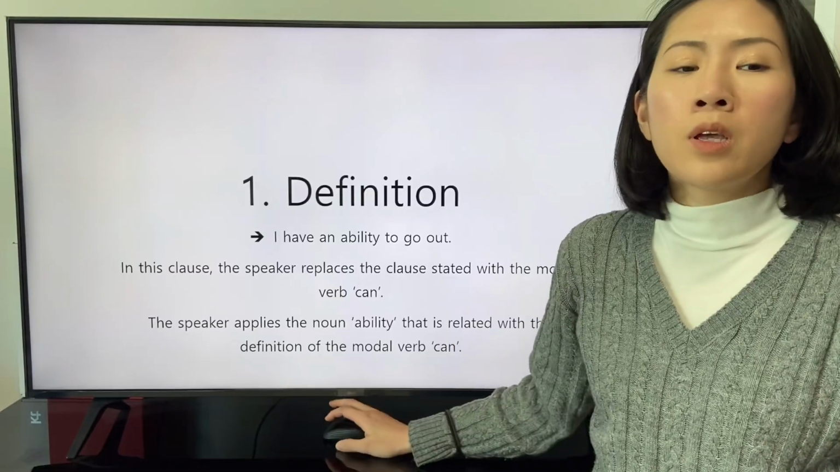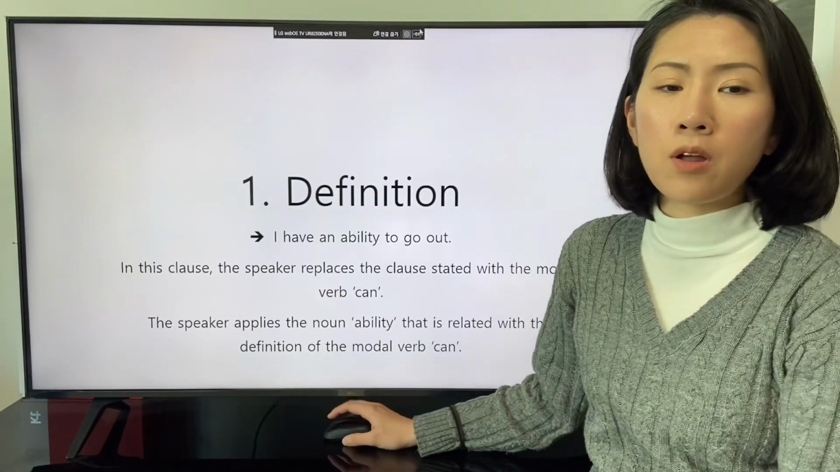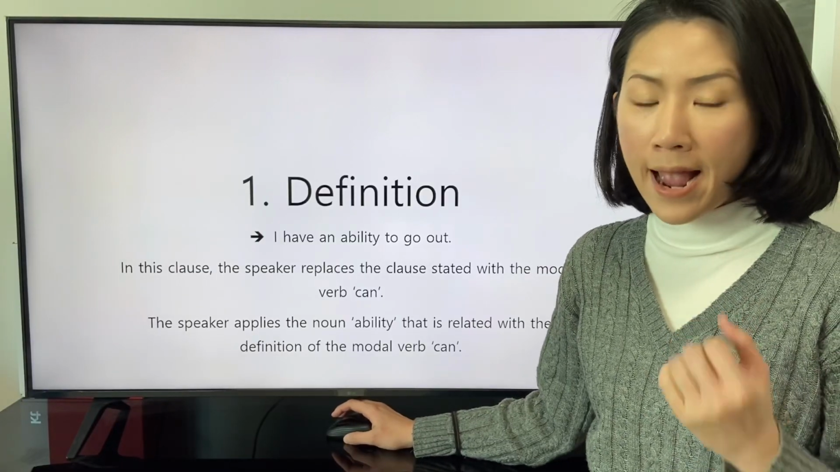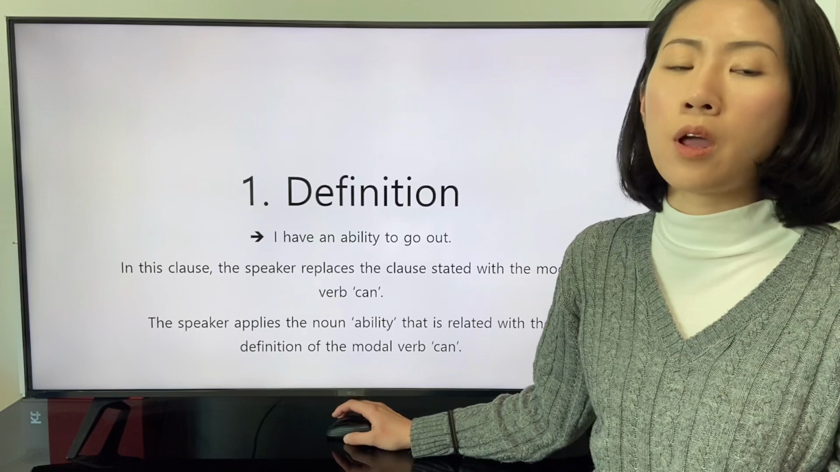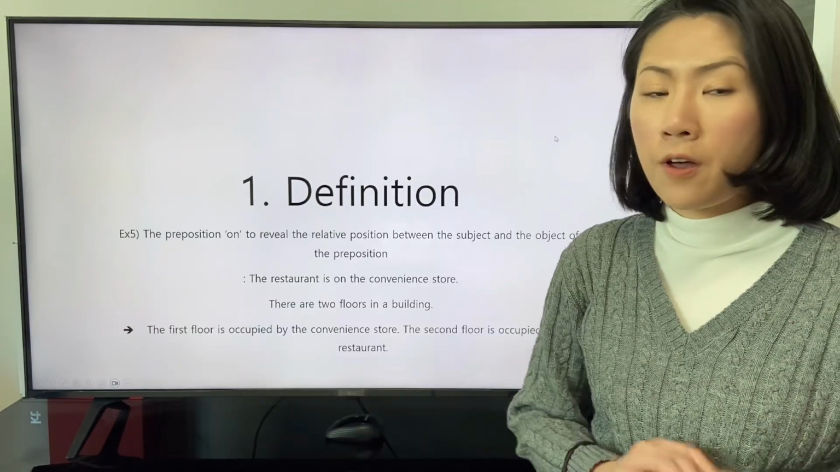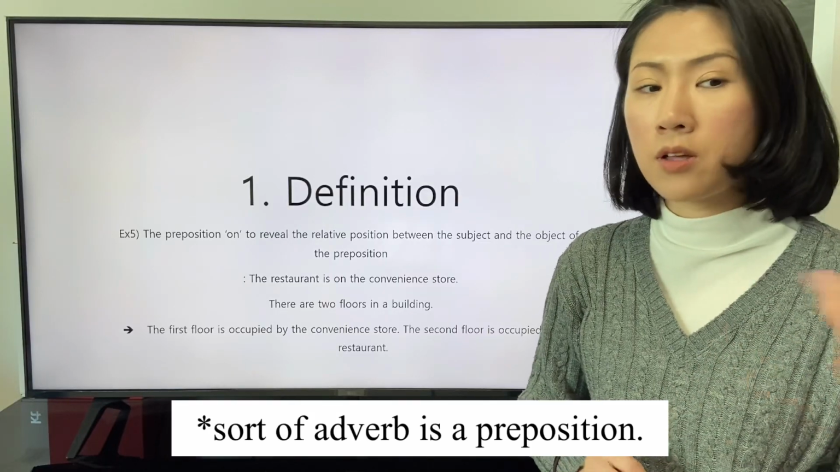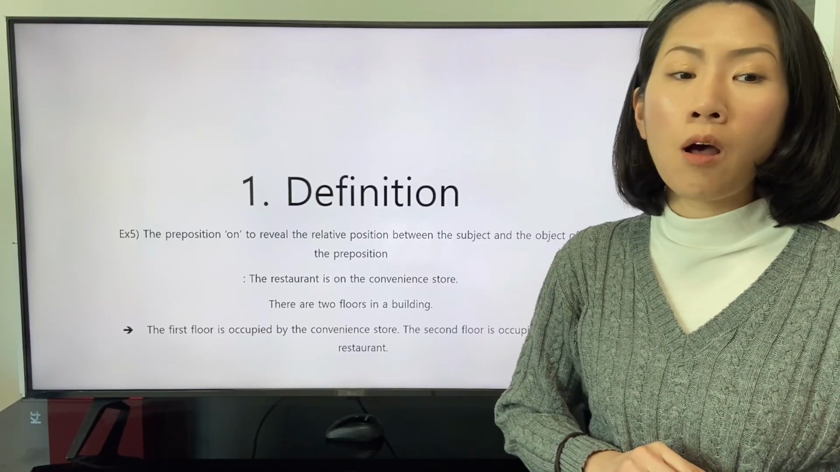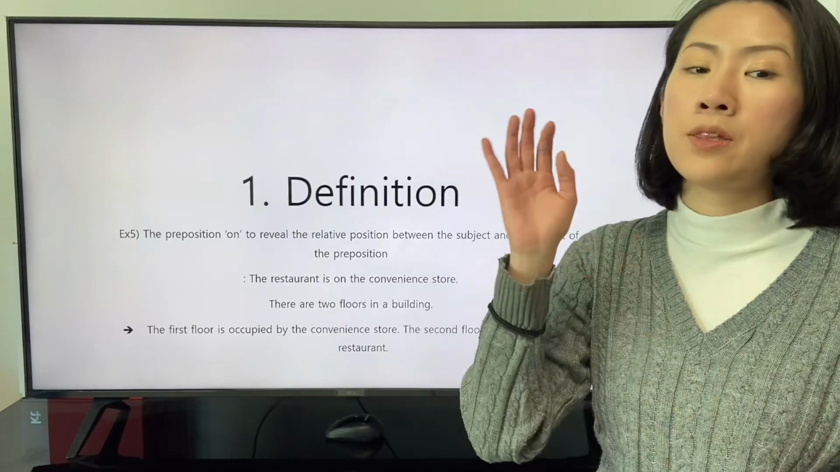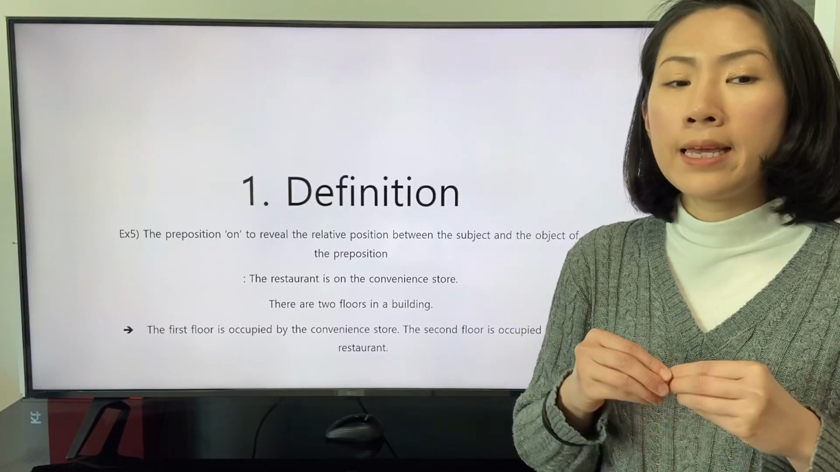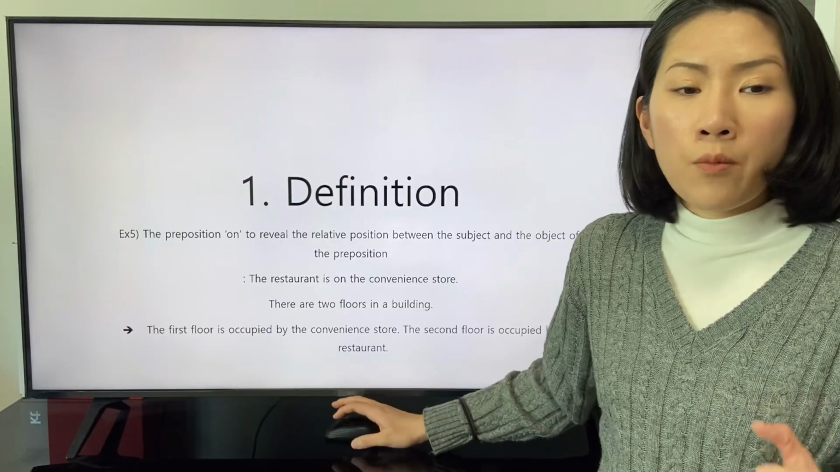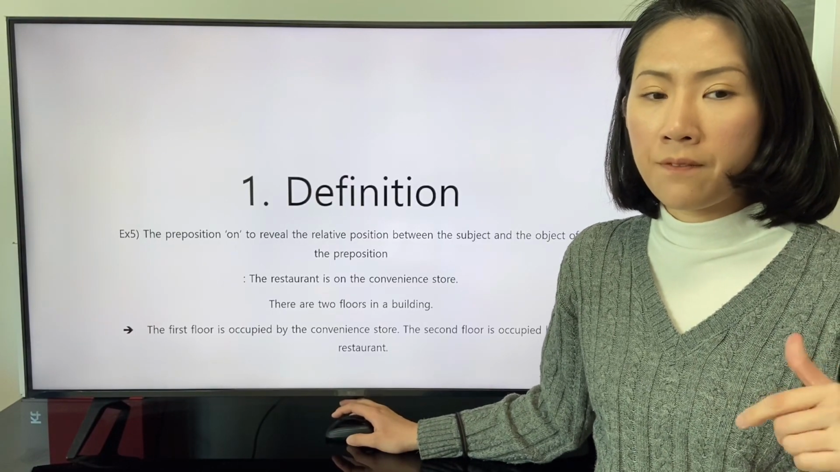The speaker applies a clause that the modal verb is applied or another clause to convey the intention that the subject retains the ability to actualize the action indicated by the intransitive verb go. In this clause, the speaker replaces the clause stated with the modal verb can. The speaker applies the noun ability that is related with the definition of the modal verb can. The fifth, the preposition on to reveal the relative position between the subject and the object of the preposition is in this clause. The restaurant is on the convenience store.